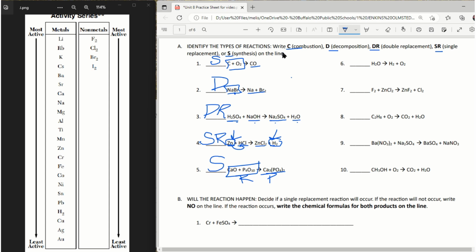Let's look over here. I start with one thing. I end up with two. So I took one thing and I broke it apart. So that is decomposition.